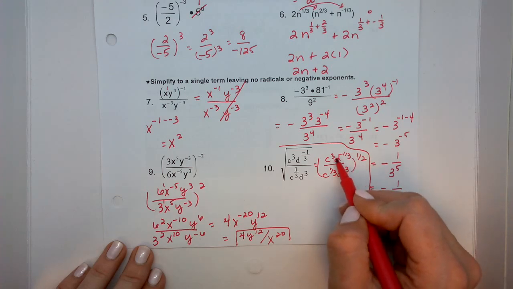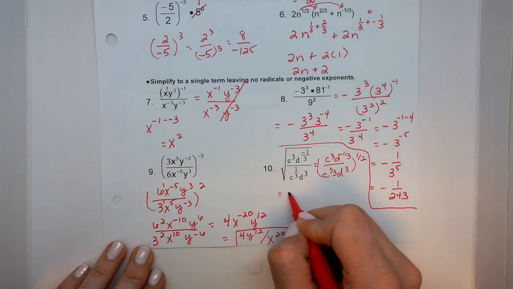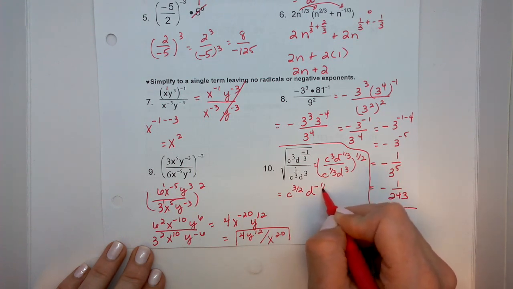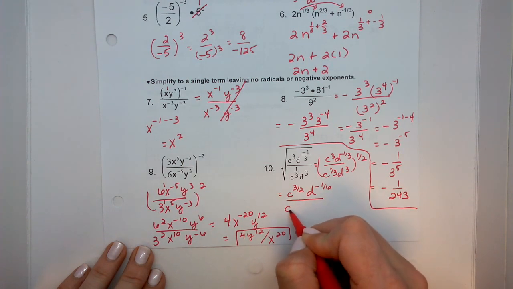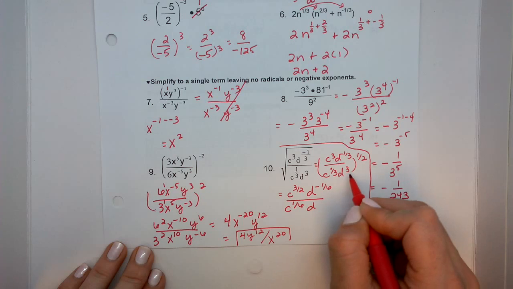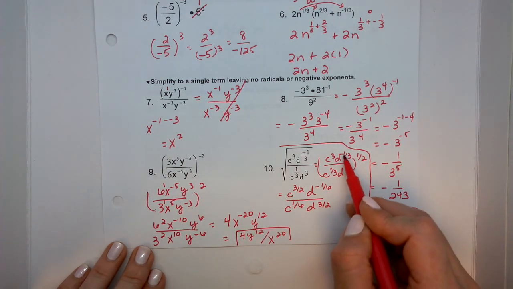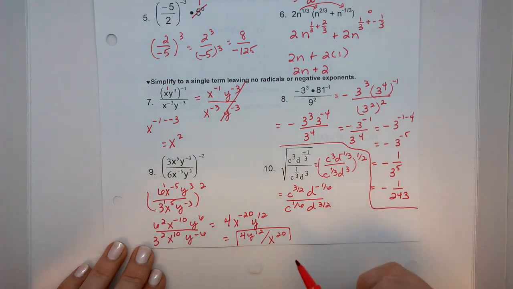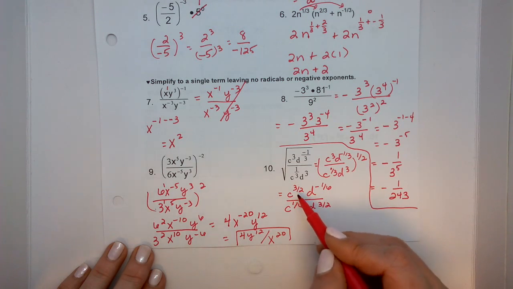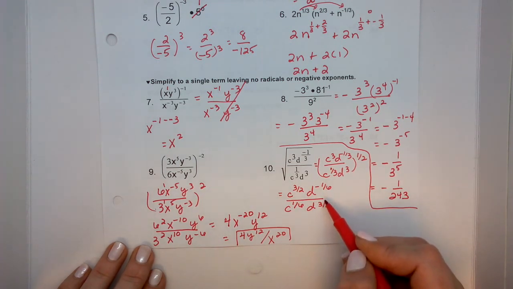Okay, so now what I'm going to do is multiply 1/2 by every single exponent. So I have c to the 3/2, d to the negative 1/6, divided by c to the 1/6, d to the 3/2. Okay, 3 times 1/2 is 3/2, negative 1/3 times 1/2 is negative 1/6, etc. Okay, now I have the same base here, c, so I want to subtract the exponents. Same thing here, I have d's, so I want to subtract the exponents.